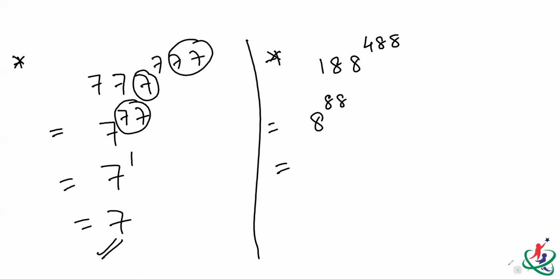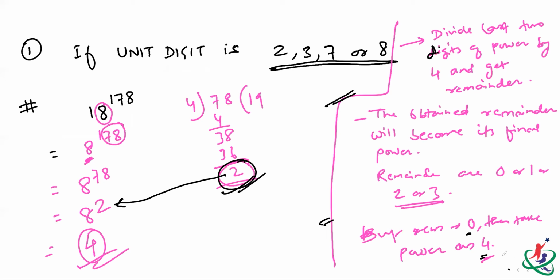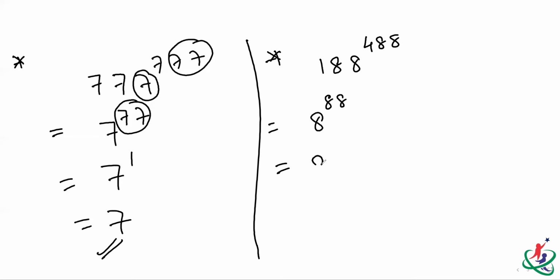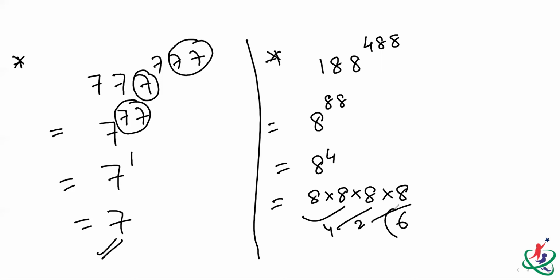When you get remainder as 0, you need to consider power as 4. So here we take 8 to the power 4. Now if you remember 8 to the power 4 is fine, otherwise you can elaborate it. This is 4096, so 6. Or else you can do it this way. 8 into 8, 64, 4 unit; 4 into 8, 32, 2 unit; 2 into 8, 16, 6, and that's your answer. Right. So I hope this rule is clear to you.